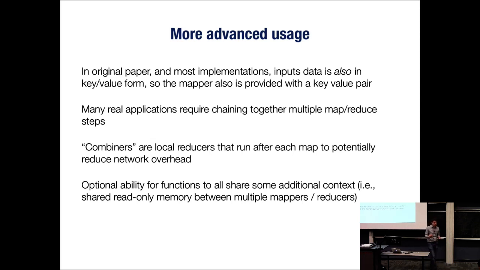I guess the exception would be k-means, where the whole point is that you do it multiple times, right? So one iteration of k-means is kind of like a MapReduce step, but multiple iterations are going to, of course, be multiple iterations of the MapReduce step.